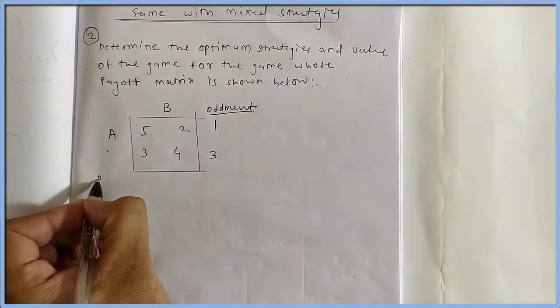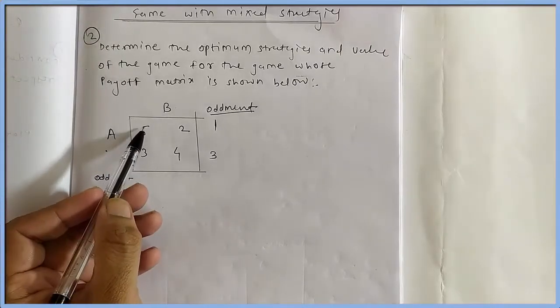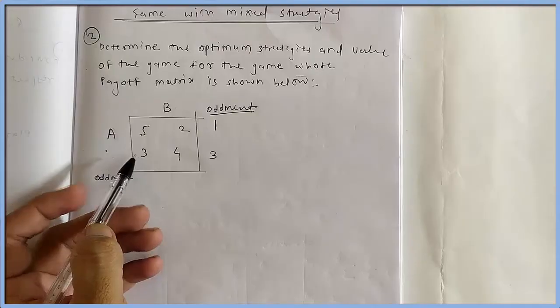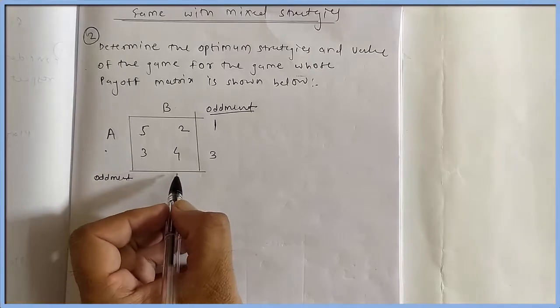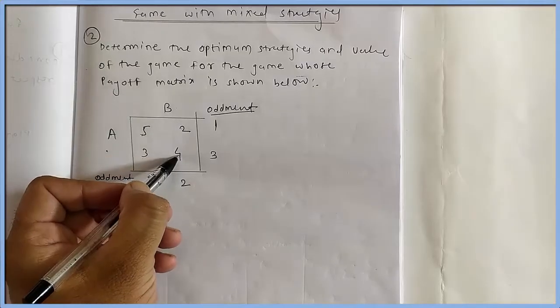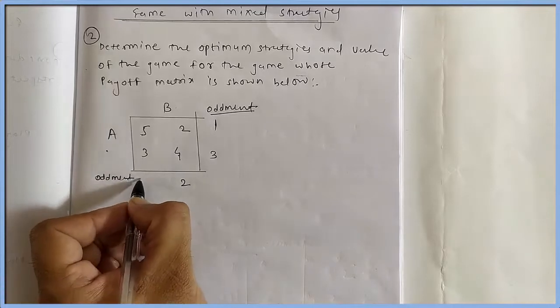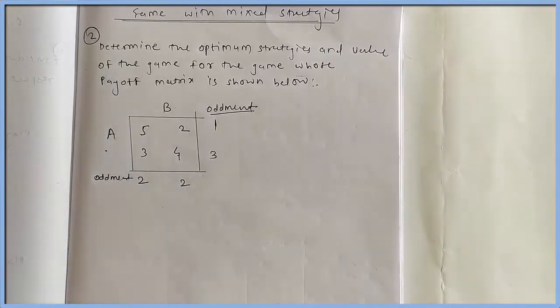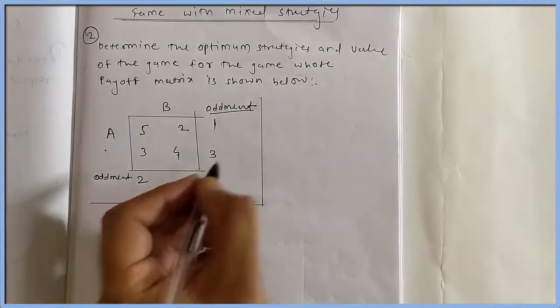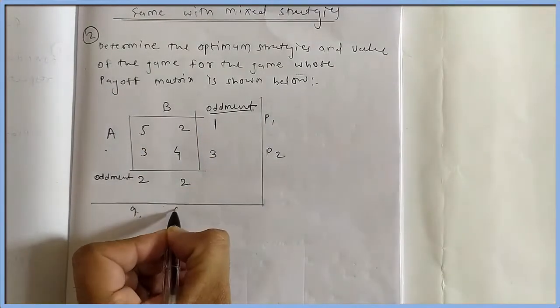Now calculate the column oddments. The first column 5 minus 3, highest number minus lowest number, is equal to 2. Write down that 2 against that column. The second column is 2 and 4, highest number is 4 minus 2 is equal to 2. Write down that 2 against that column. After the calculation of row oddments and column oddments, next step is calculate the probability P1, P2 and Q1 and Q2.